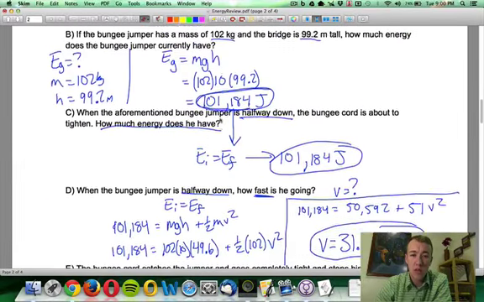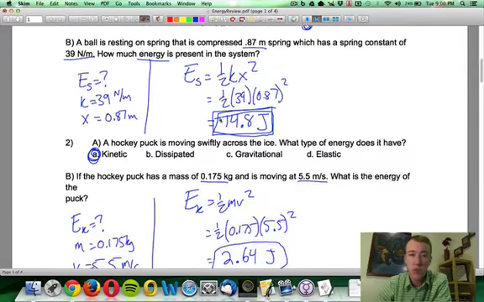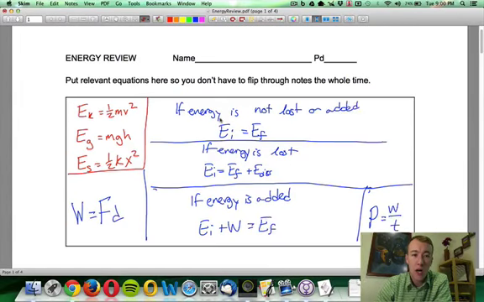Did some good problems with conservation of energy, energy dissipated, work, power. All comes back to this, okay? You don't have to memorize these. They'll be given to you, but you really need to know what they mean. If you have any questions, let me know, and good luck studying.